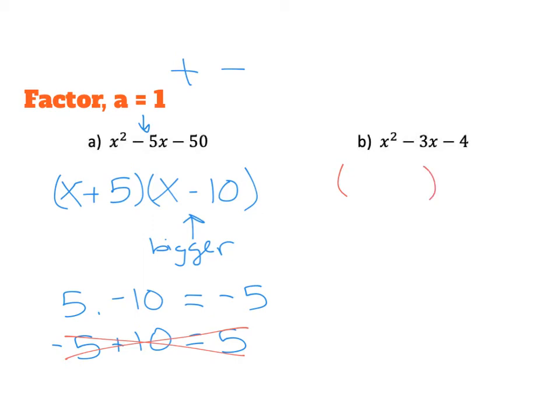All right, and this last one here, we again are multiplying to a negative number, adding to a negative number. So that means we're going to have a negative and a positive, and the negative number is going to be bigger.